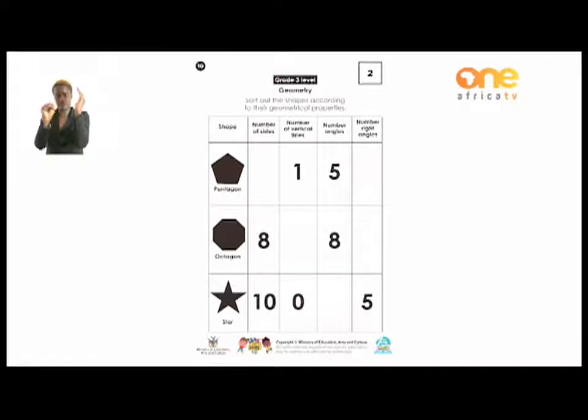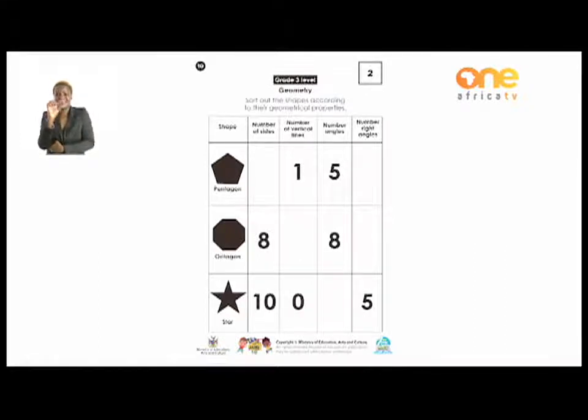If you have to draw a line inside of the octagon, will it be able to form a right angle? And how many right angles do you think after you have drawn a line inside? Then you need to indicate also there how many of the right angles we have.